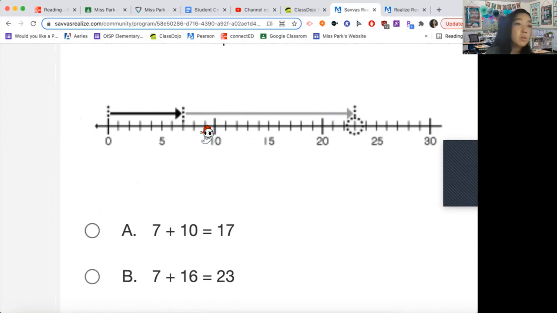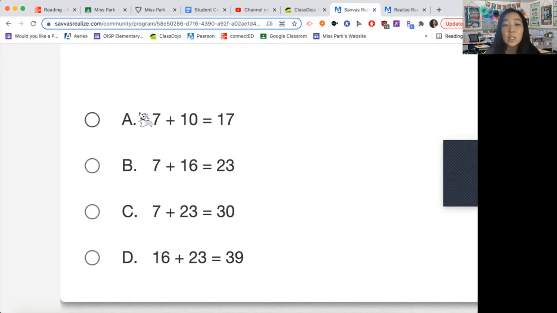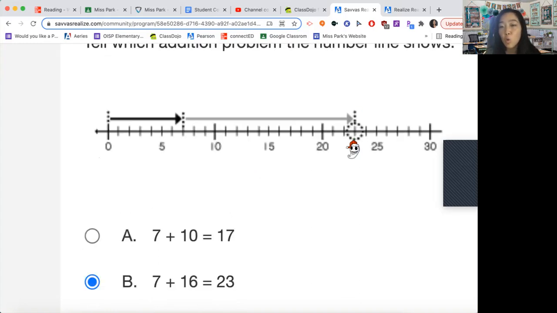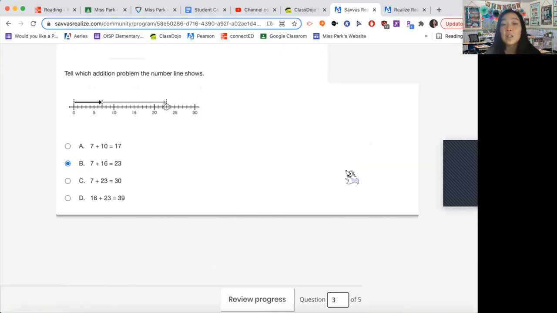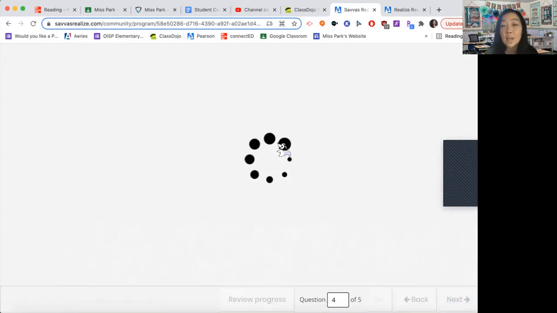1, 2, 3, 4, 5, 6, 7, 8, 9, 10, 11, 12, 13, 14, 15, 16. So which of these says 7 plus 16? Only B. Now let's make sure our total is correct. Is this total number going to be 23? Well, we know this is 20, 21, 22, 23. Yes. So the answer is going to be B.